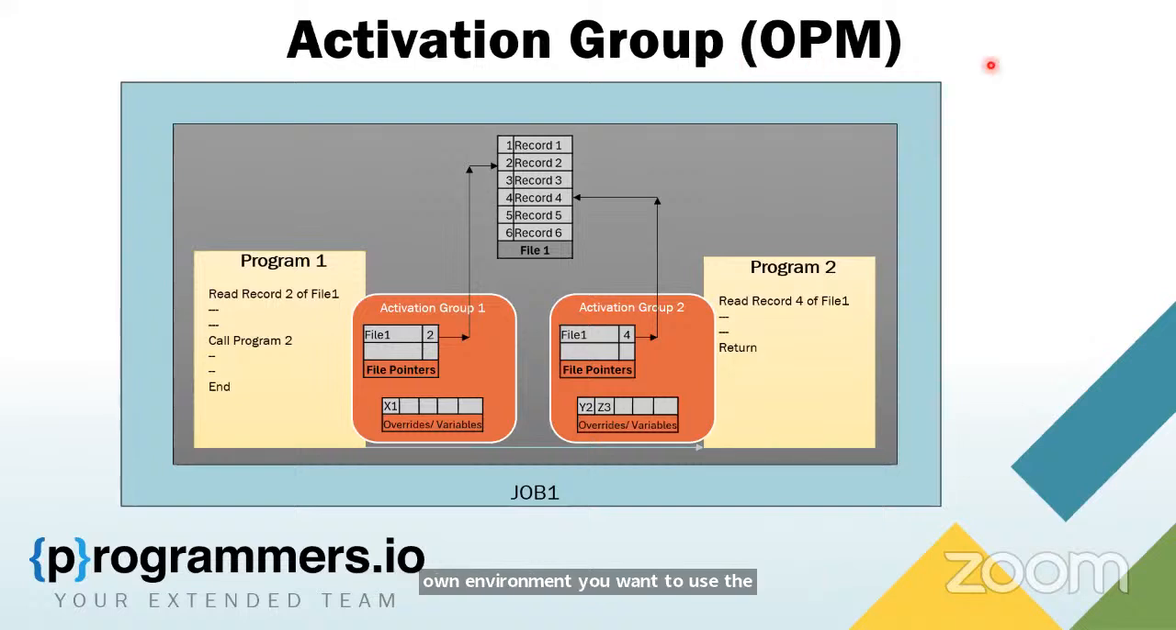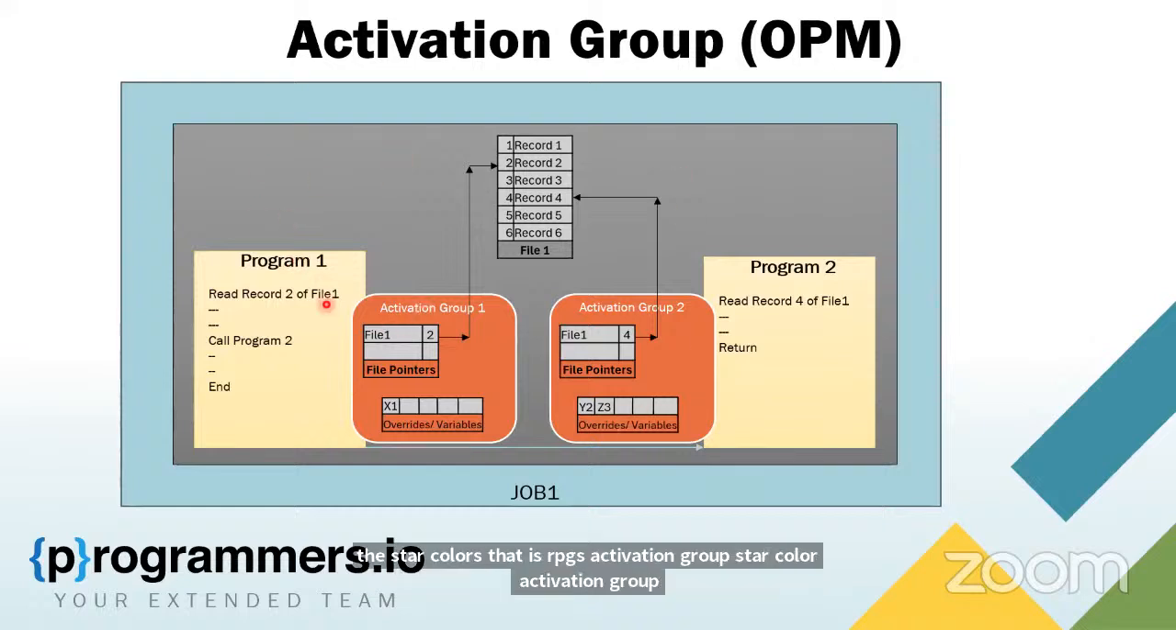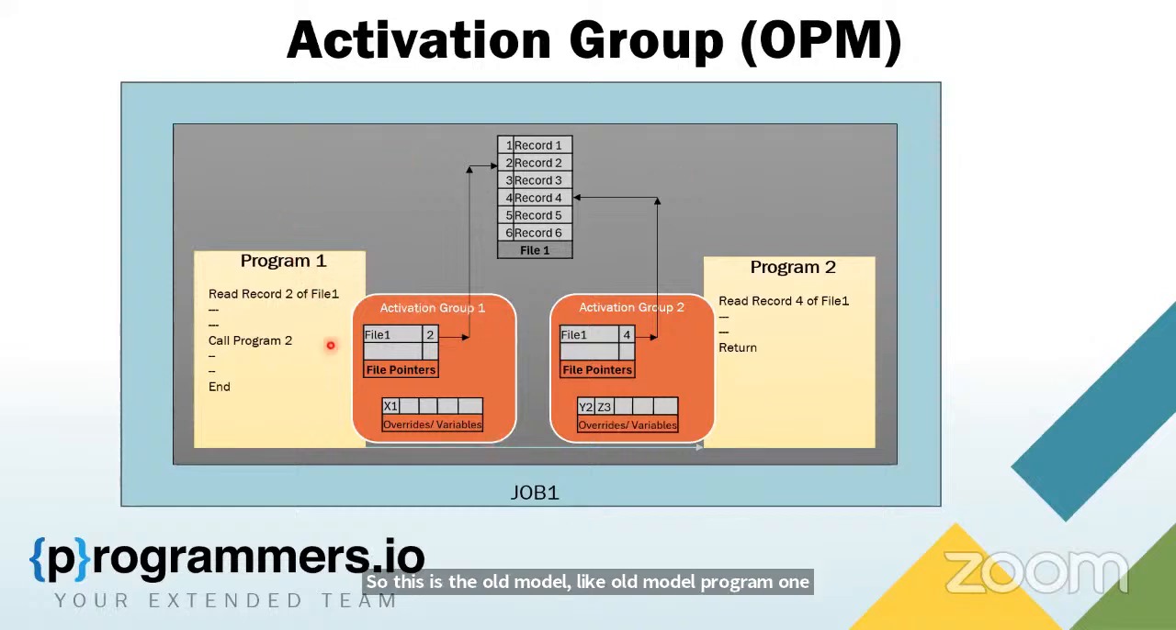So in that case, the Java program that is written as a service program or something will be using *CALLER, that is, the RPG's activation group. So this is the old model. In the old model, program one runs and has its own activation group, in which there are pointers. It is reading some file, let's say file one, and somewhere in the program it is on record 2. So this activation group is storing the pointer to record 2 here, right? And then when the pointer is here, you are calling program 2.